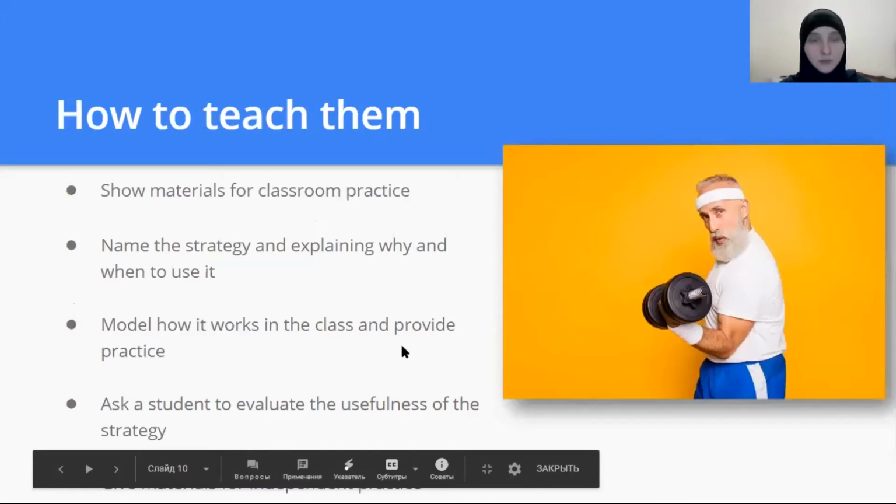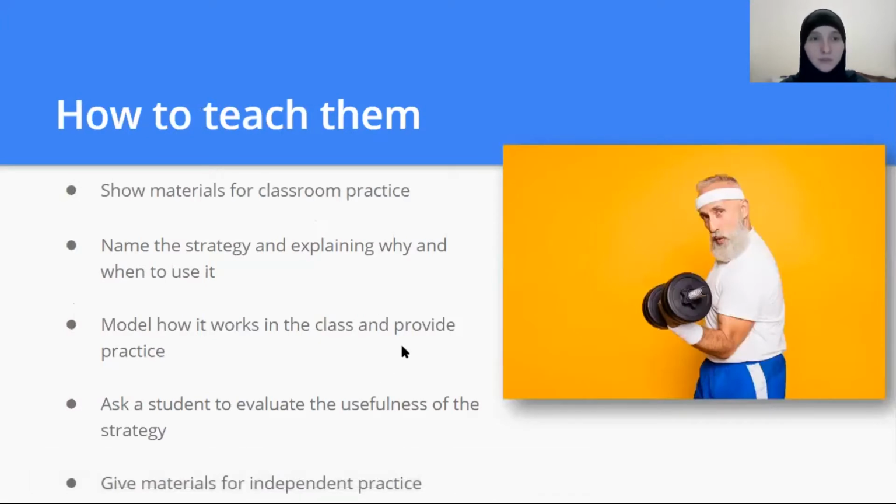How to teach them? First of all, of course, we will have to guide our students. It's a common mistake when teachers think that if I teach them how to be independent, they will just leave me. Not really, because our students still need some kind of guidance. So we need to show materials for classroom practice. We need to name the strategy. We need to explain why and when to use it. Then we model how it works in the classroom, and then provide some practice. And after, ask our students to evaluate the usefulness of this strategy, because we really want them to be conscious about the studying process. And of course, later we can give materials for our students to practice.